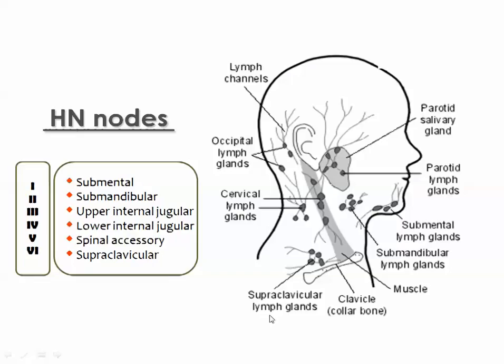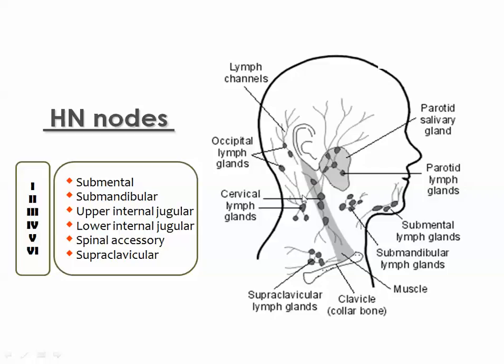And the lymph nodes in the neck are located in these particular areas: in the submental area, around the submandibular salivary gland, in the upper and lower deep cervical regions, deep to the sternomastoid muscle, and the posterior triangle of the neck.